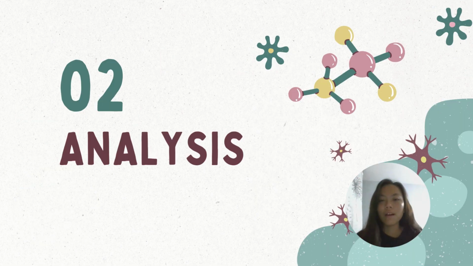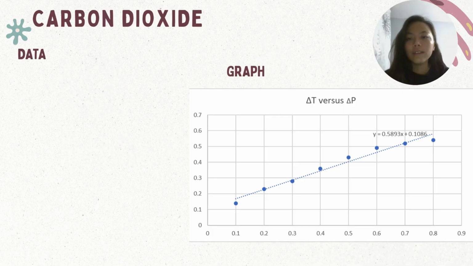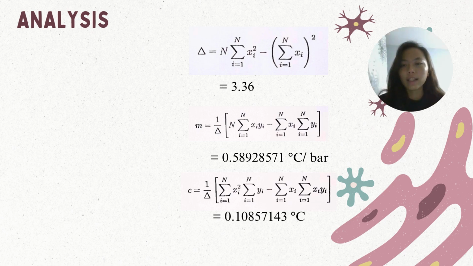For my part, I will talk about the analysis. This is the data for the carbon dioxide. Based on the graph, we can see that as the pressure increases, the temperature also increases. For this experiment, we are going to use the least square method to find a more accurate result. So this is the first part of the least square method.